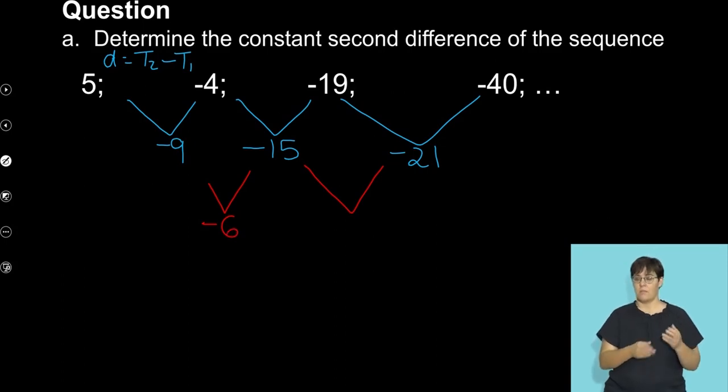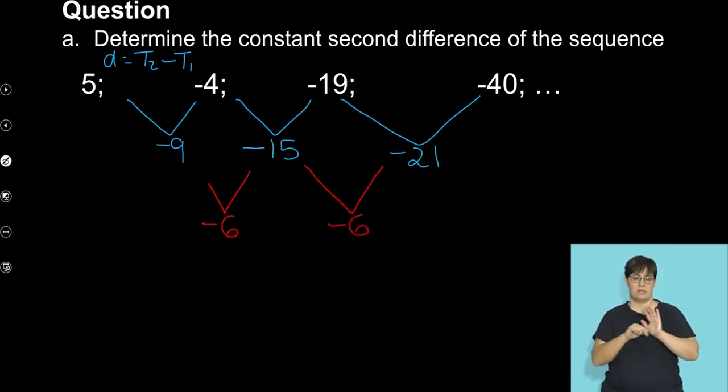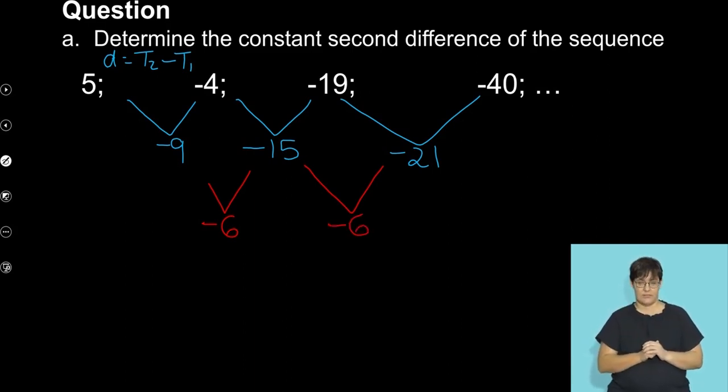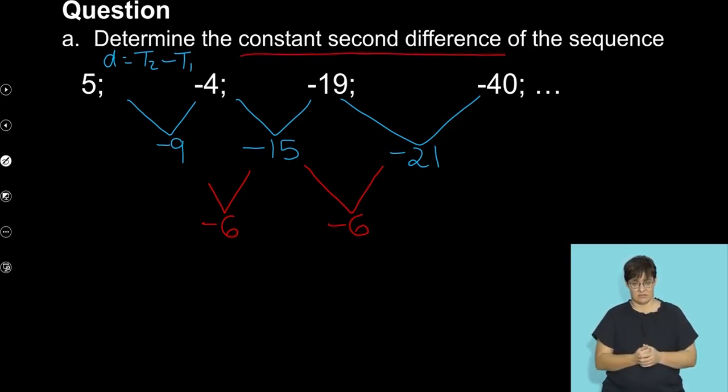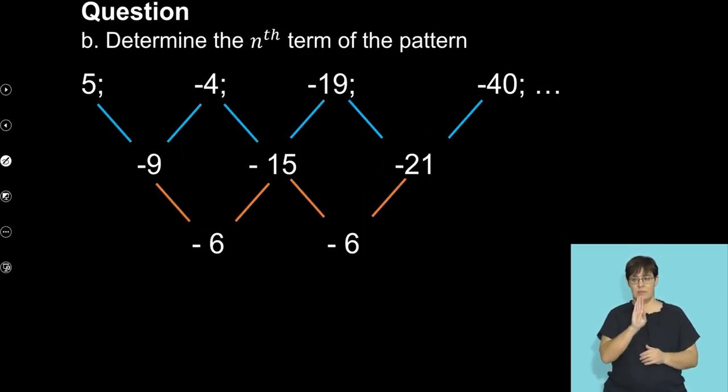So I've subtracted a further 6 from -9 to get to -15. Then from -15 to -21, I have subtracted a further 6. This means that my second difference is -6, and I can see that it is in fact the constant second difference. Let's move on to B.